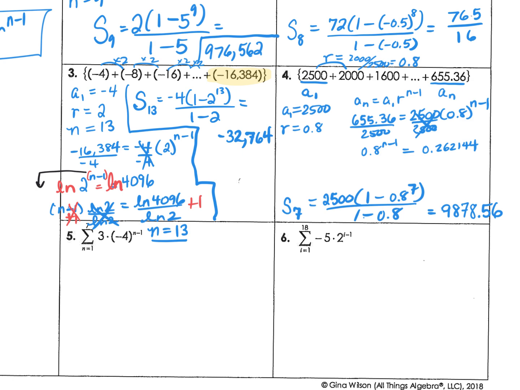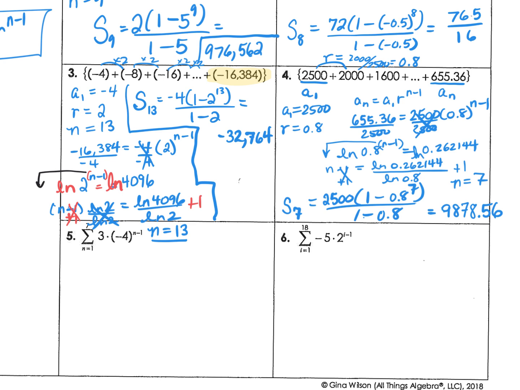Right? So now I'm going to apply natural log to both sides and swing this to the front. So I get n minus 1 equals natural log of 0.262144 divided by natural log of 0.8. And so then I'm just going to add 1 to both sides and I get n equals 7. And then you just plug it in the formula. Okay?